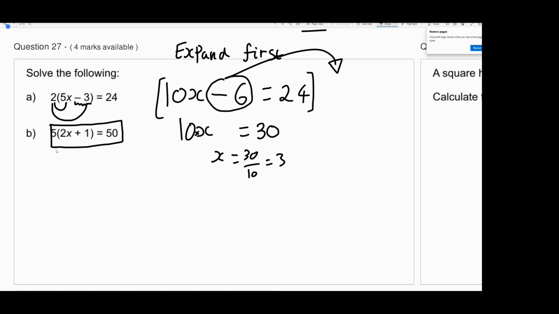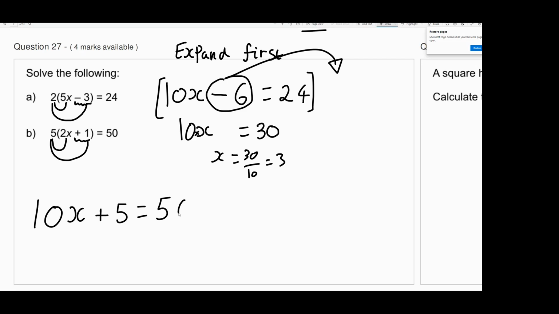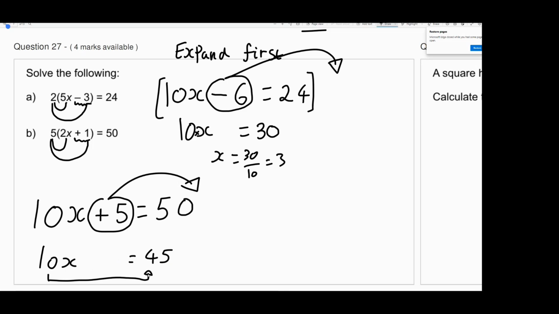Let's expand these brackets first, okay? So we need to do 5 times 2x, which again is going to be 10x. 5 times plus 1 is plus 5, and that equals 50. So to do this one, I would have to take away 5. So I get 10x equals 45. And then I would need to divide by 10. So x would be 45 divided by 10.